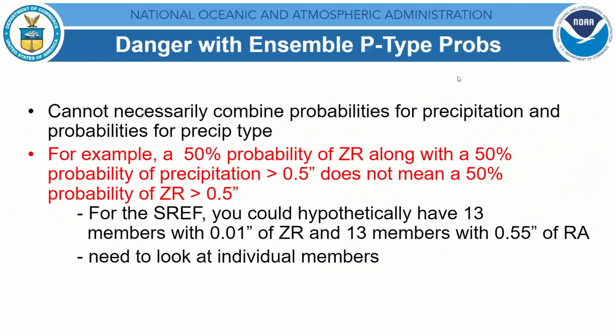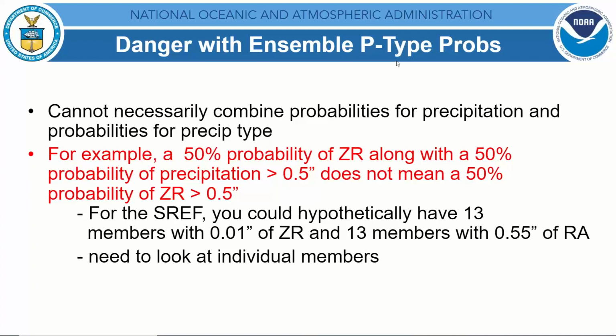So the danger with these is you cannot necessarily combine the probability for just precipitation and the probability for precipitation type. So think about it this way. If you have a 50% chance of precipitation greater than a half inch and a 50% probability of freezing rain, that doesn't mean you have a 50% chance of freezing rain greater than a half inch. You can't combine them, in other words.